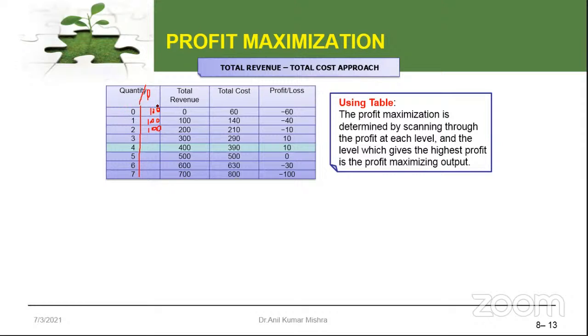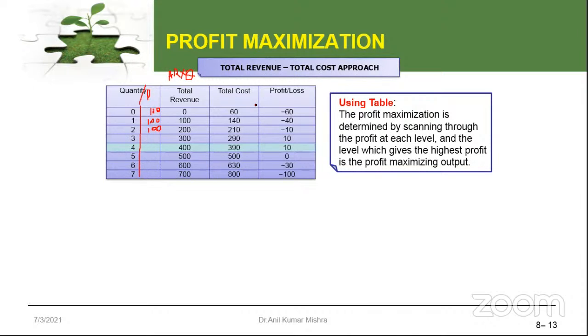when you multiply this column, how is total revenue calculated? The price, that is the average revenue, into the number of quantities sold in the market. Here, zero quantity sold means total revenue is 0; 100 into 1 is 100, 100 into 2 is 200, and so on. So this is the total revenue curve. And total cost, as you know, whether the producers produce or not, fixed cost is there because we start with a certain situation. From the very beginning, the fixed cost must appear.